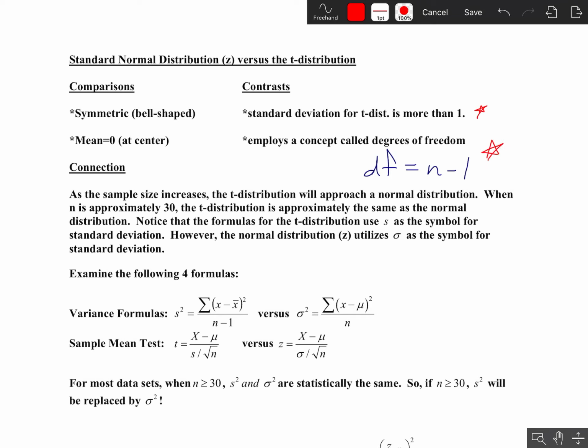The t distribution requires something called degrees of freedom, but computing the number of degrees of freedom is relatively easy. The number of degrees of freedom that you'll need to look up your t value is just going to be your sample size minus 1. So this says your degrees of freedom is n minus 1. So just keep that in mind whenever we start using this table.